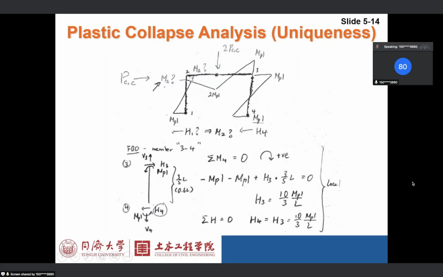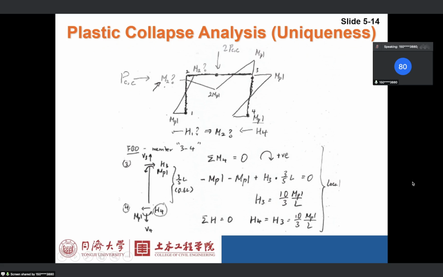Okay, so something like this, but M2, at point 2, we don't know that yet. So what we want to do is determine M2. Okay, so MPL, this is 1, 2, 3, 4. Something like that. Okay, can we calculate M2? First thing first, what do we want to get? Reactions, right? Okay.